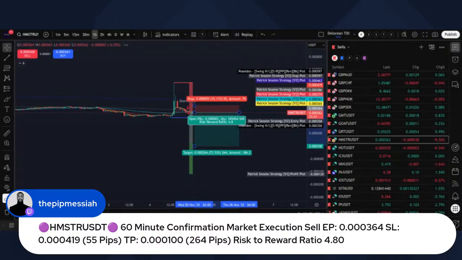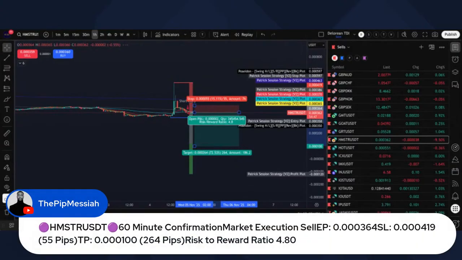First up, we got HMSTR USDT. It's a 60-minute sell. Entry price is 0.000364. Stop loss is 0.000419 for 55 pips. Take profit is 0.000100 for 264 pips. Risk to reward ratio of 4.80.